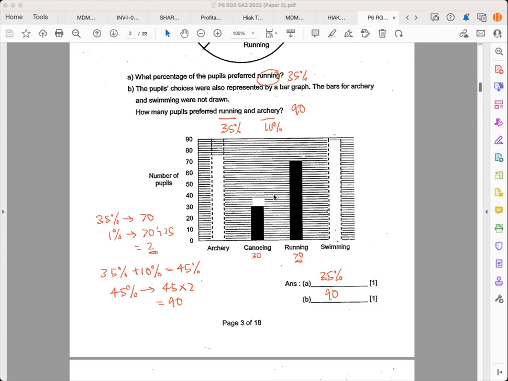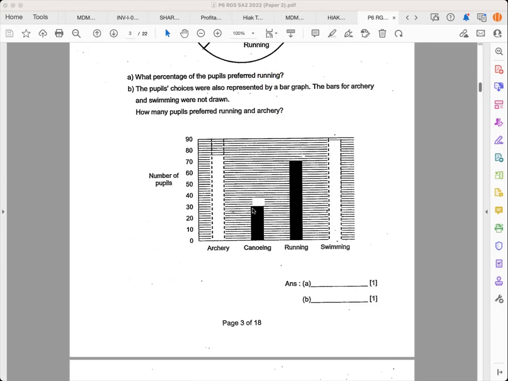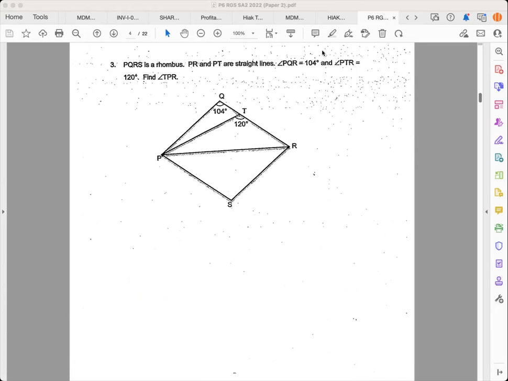Let's continue with question number 3. PQRS is a rhombus. Rhombus would mean all these sides are equal and they're parallel. PR and PT are straight lines. PQR is 104, TPR is 120, find angle TPR. So they're looking for this, right?